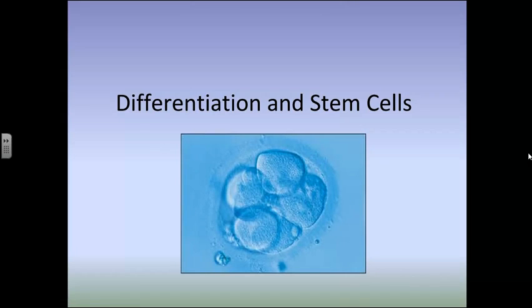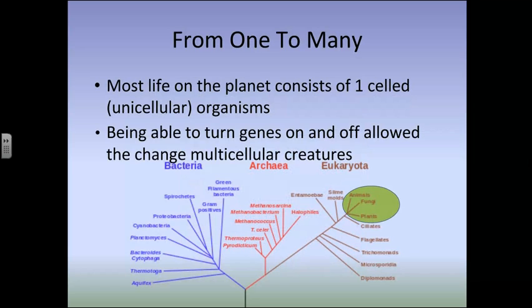Okay, today I want to talk to you about differentiation and stem cells. And so we know most life on the planet consists of one-celled or unicellular organisms. If you look at the graphic at the bottom, you can see the bacteria in purple. Those are all unicellular. You can see the archaebacteria in red, and those are all unicellular. And you can see the eukaryota in brown, and most of those are unicellular, with the exception of the 3 that I've circled in green.